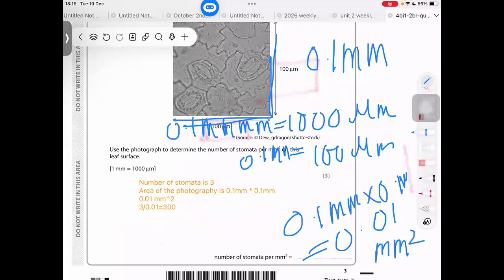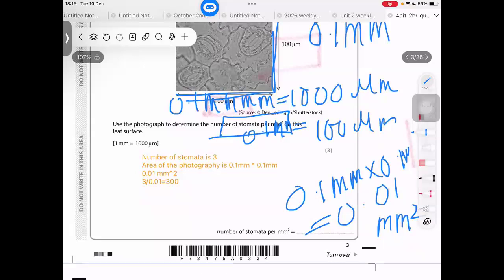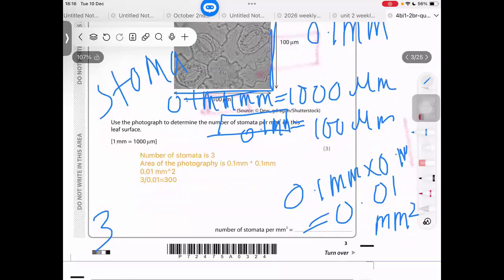0.01 millimeter squared. So they're asking us to determine the number of stomata per millimeter squared. How many stomata are there? There are 3 stomata, right? Yeah, 3. The plural of stoma is stomata. So you can see 3. That means 3 are there in 0.01 millimeter squared.